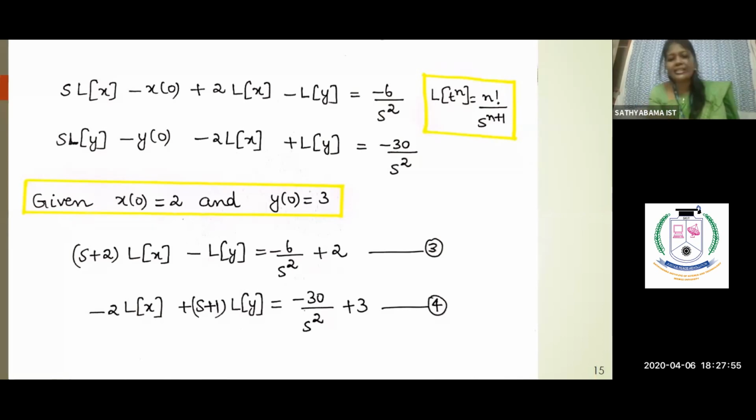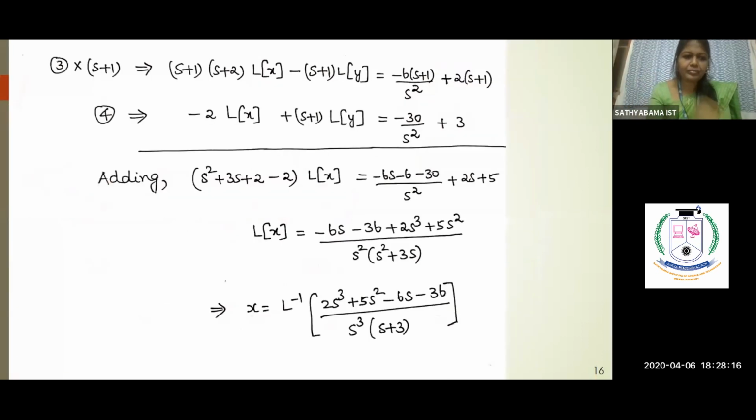So when you bring it to the right hand side, it becomes plus 3. Okay. So these are my equations 3 and 4. Always remember, at the end of step 3, when you write equations 3 and 4, how should it be? Bring the L of x terms together, then the L of y terms, and all the other terms to the right hand side. Okay. All right. So step 3 is over. Let's go on to step 4.